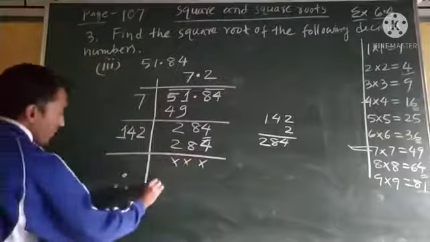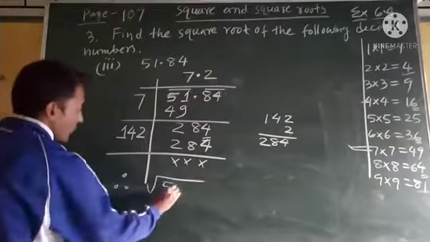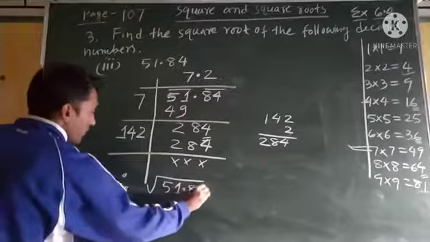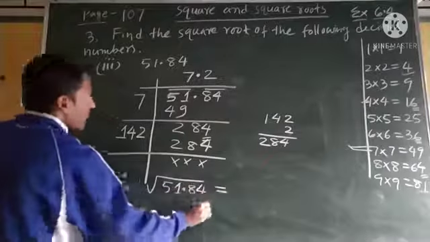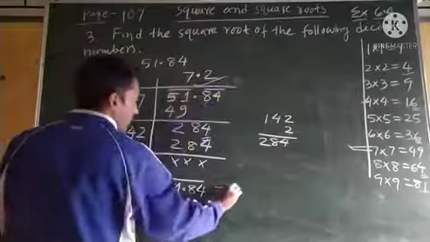Therefore, the square root of 51.84, how much do we get? 7.2. Thank you.